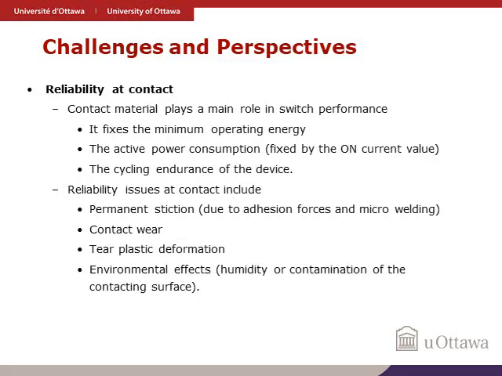So the first challenge is the reliability at contact. Contact material plays a main role in switch performance. It fixes the minimum operating energy, the active power consumption, which is fixed by the on current value, and the cycling endurance of the device. Reliability issues at contact include permanent stiction due to adhesion forces and micro welding, contact wear and tear, plastic deformation, and environmental effects, humidity or contamination of the contacting surface.